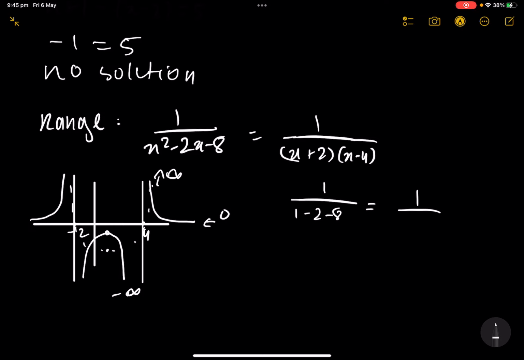That's just 1 over minus 10. That's just minus 1 over 9. And that means this y value is -1 on 9.